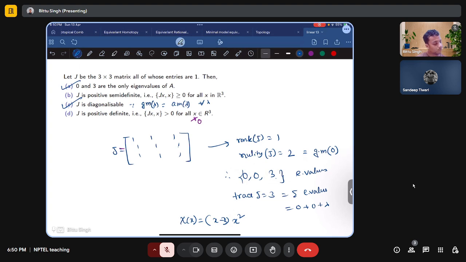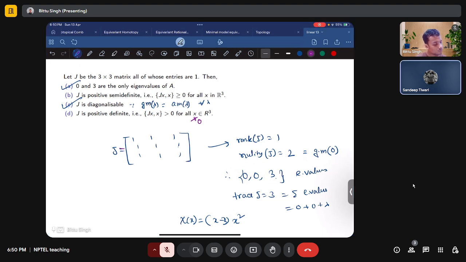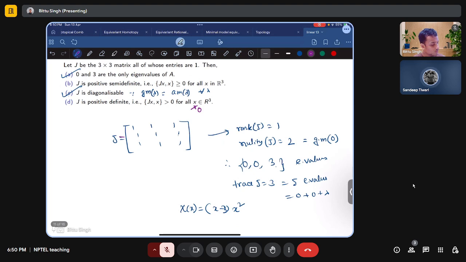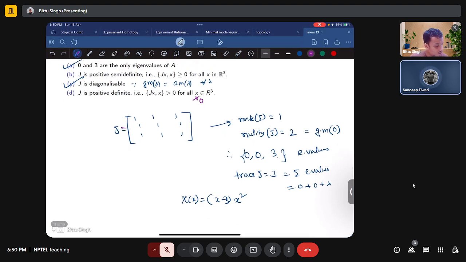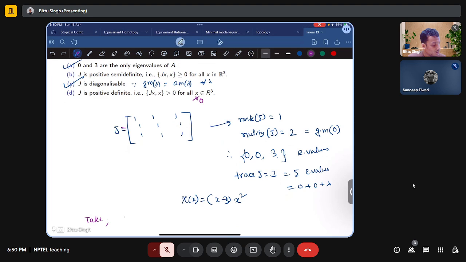Now what about option B? B is correct, sir. D is not correct. Why? D is not correct because 0 is an eigenvalue. So take this eigenvalue, and take x equal to the eigenvector (1, -1, 0). Then for this, the inner product of Jx and x is 0.